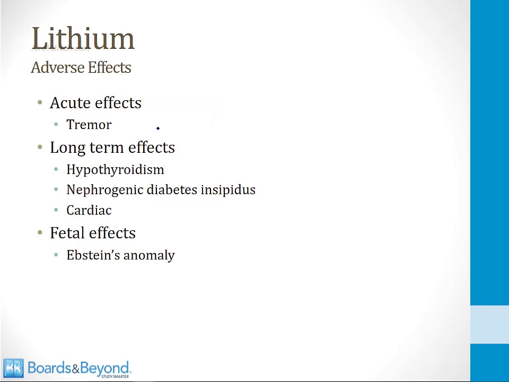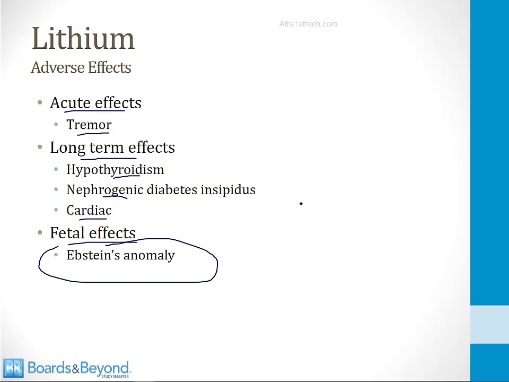For the remainder of this video, I'm going to talk about the adverse effects of lithium, and you can basically break these down into three groups. First are the acute effects, which occur right after a patient starts the drug. There's basically only one of these, and that's tremor. Long-term, patients who take lithium therapy are at risk for thyroid problems, kidney problems, and cardiac problems, and we'll talk about all of those. And then finally, mothers who take lithium during pregnancy place the baby at risk for fetal effects of the drug, and the classic one of these is Epstein's anomaly, and we'll talk about that as well.